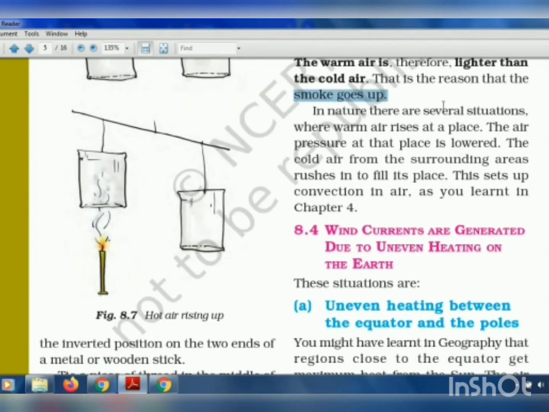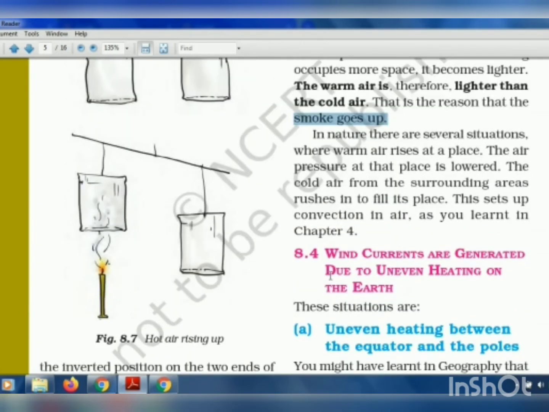So in nature, there are several situations where warm air rises at a place and the air pressure at that place is lower. So from the places from where the air becomes warm and rises up, the air pressure there is very low. And as we had studied in the land breeze and sea breeze, whenever the hot air rises up, the cold air takes its place to fill the space, and this process we call convection. The process in which the air moves, we call it convection.